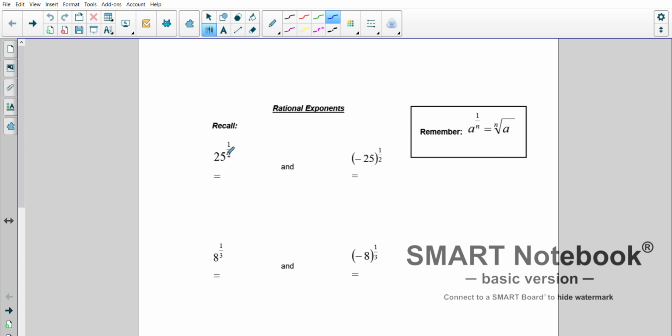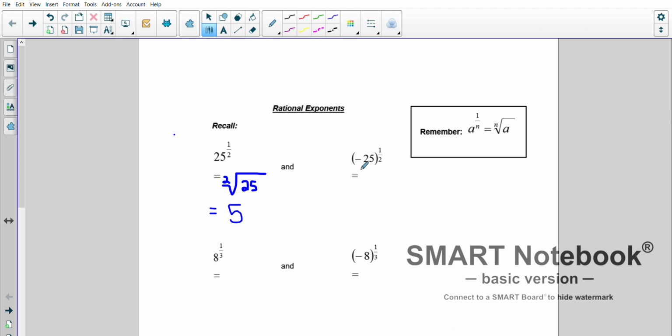If you want to do 25 to the power 1/2 without a calculator, using this formula, it would be the square root of 25. Now, anytime it's the square root, we never write that 2. If that 2's not there, we just assume it's the square root. And of course, the square root of 25 is 5.